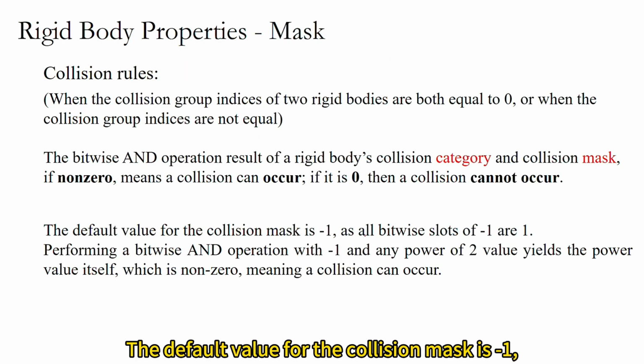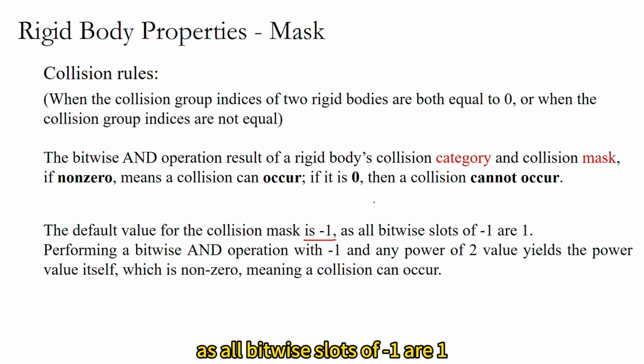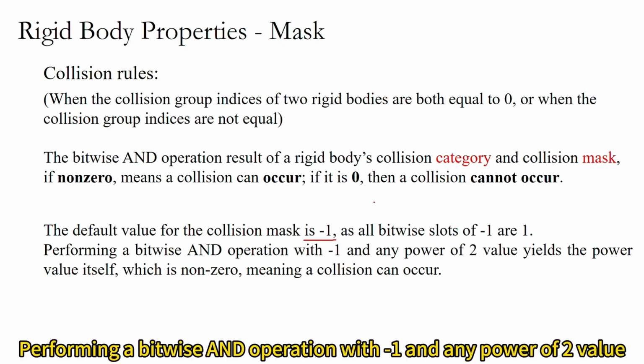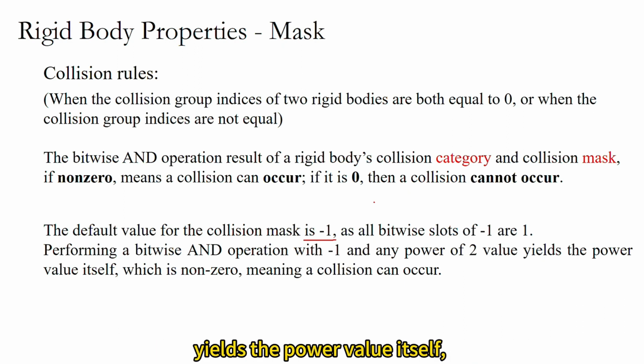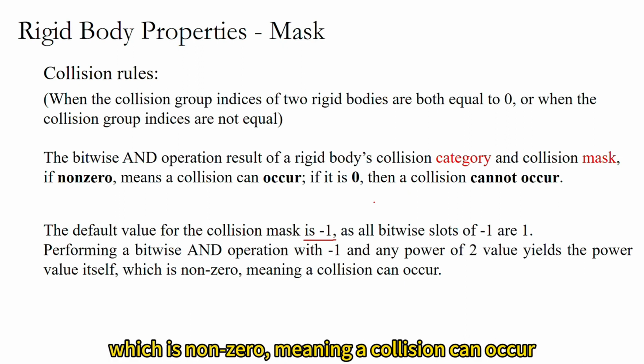The default value for the collision mask is -1, as all bitwise slots of -1 are 1. Performing a bitwise AND operation with -1 and any power of 2 value yields the power value itself, which is non-zero, meaning a collision can occur.